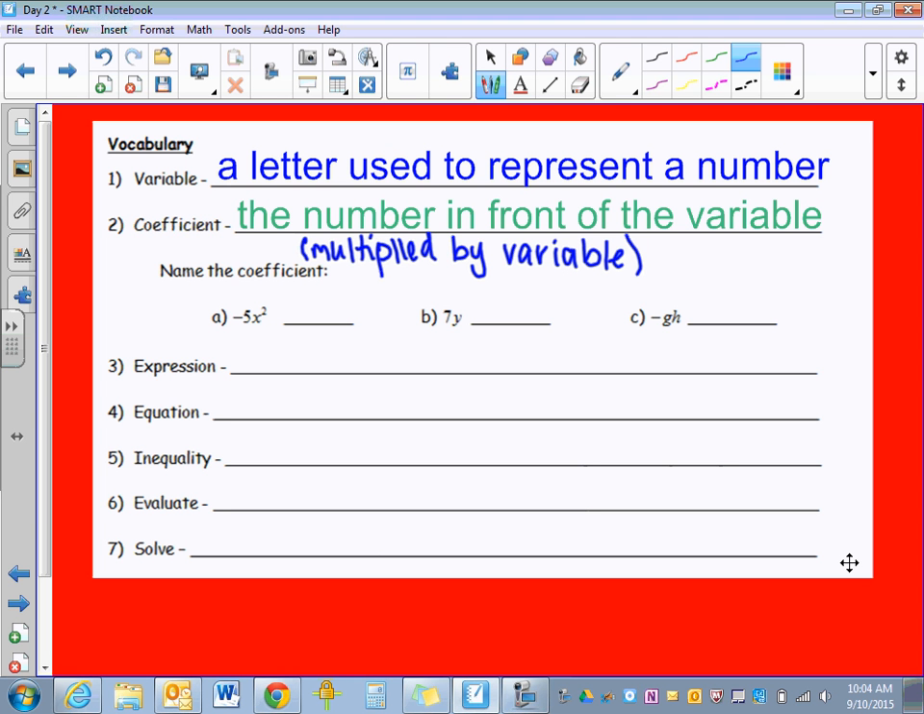So for letter A, who wants to give it a try as to what our coefficient is? What's the coefficient for letter A? That first one there. Go ahead, Muhammad. Very good, -5. Again, just this number in front of our variable. All right, how about letter B? Go ahead, Alma. 7. All right. Letter C, a trickier one. Anybody have an idea what that's going to be? Go ahead, Tom.